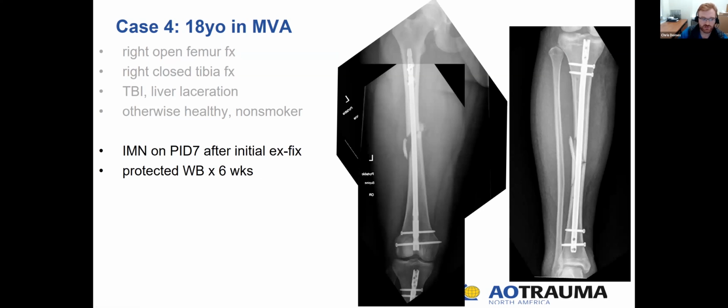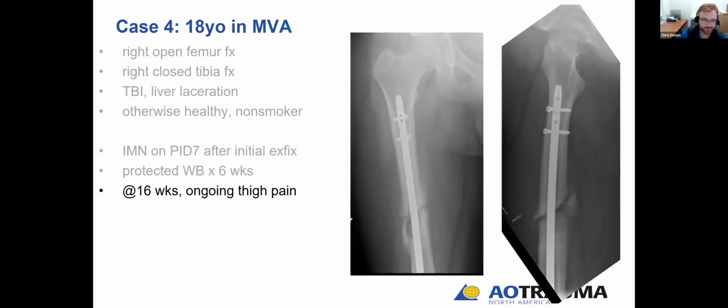Initially went to intramedullary nailing on post-injury day 7. This was after damage control orthopedics because of his head bleed and other issues that we had to take care of more pressingly. He did have a debridement at the time of initial ex-fix placement. We then did his nails and protected his weight bearing for a couple weeks. At 16 weeks, he continues to have some ongoing thigh pain, and we see some fluffiness around the fracture.